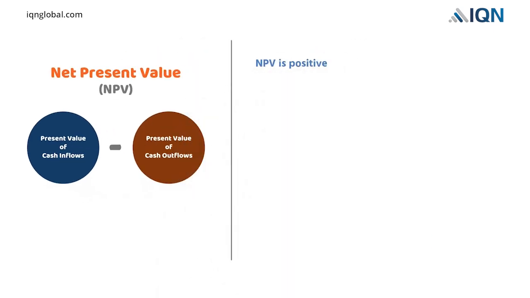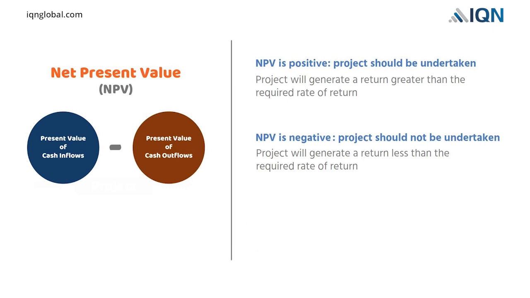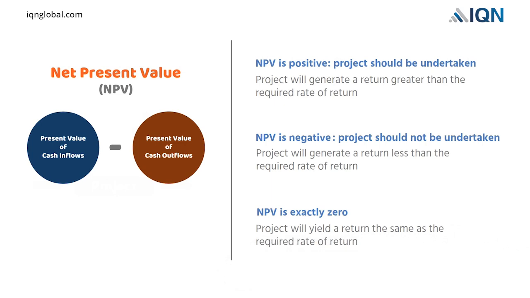If the NPV is positive, then the project should be undertaken. If the NPV is positive, the project will generate a return greater than the required rate of return of the organization. If the NPV is negative, then the project should not be undertaken. If the NPV is negative, the project will generate a return less than the required rate of return. If the NPV is exactly 0, the project will yield a return the same as the required rate of return. Here, the organization will be indifferent about whether it should undertake the project or not.